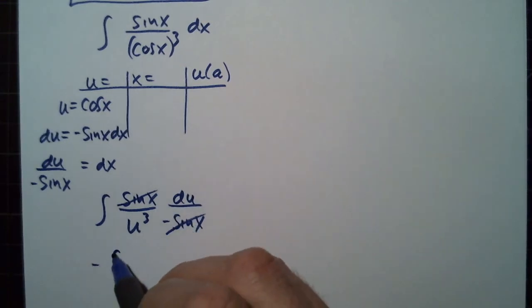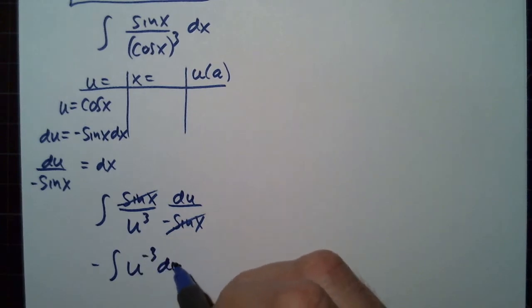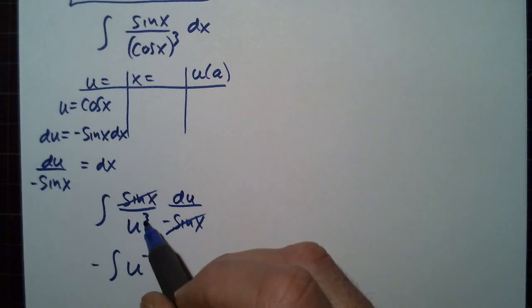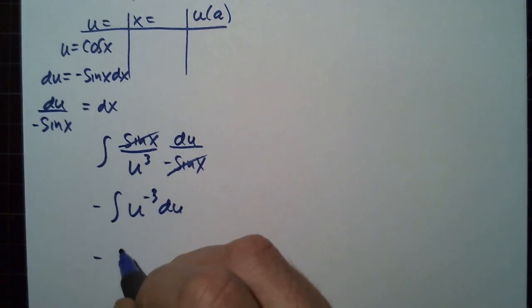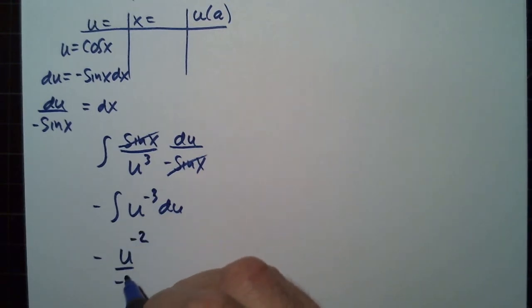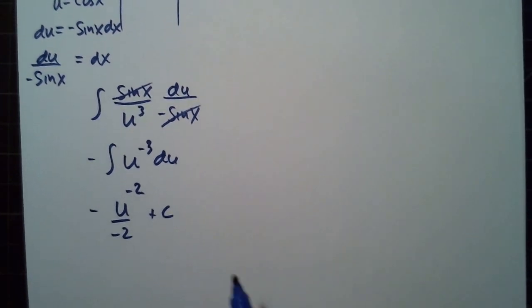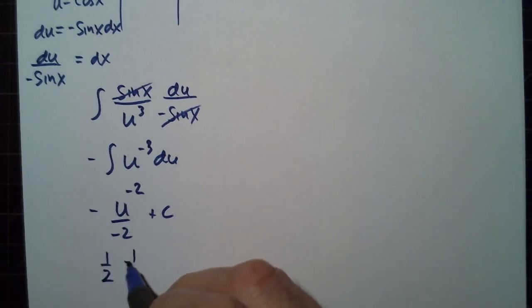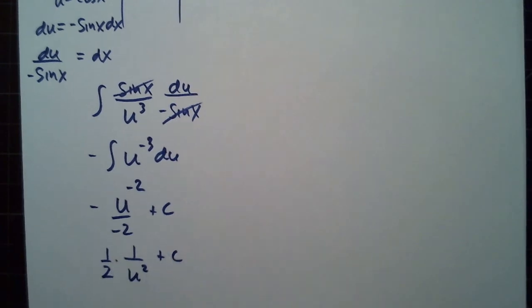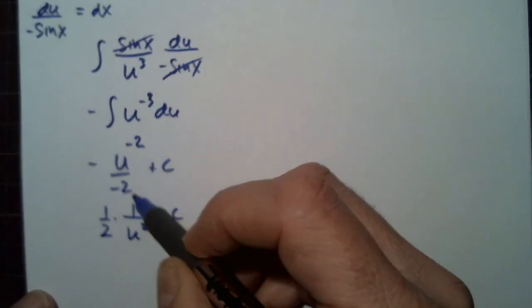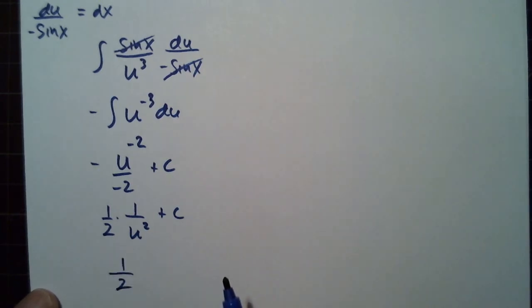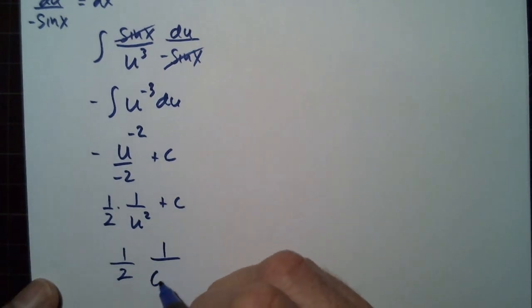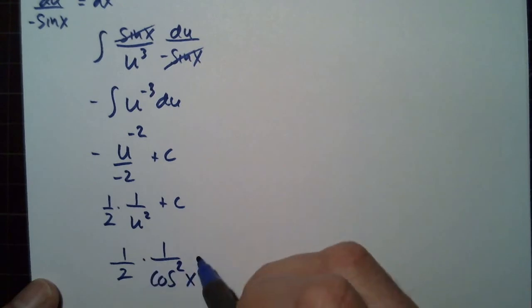So now we have negative u to the negative 3 du. This negative went outside, and then we made that a negative exponent so that now we can use the power rule. Add 1 and divide. Negatives cancel, so we have 1/2. This will be 1 over u squared plus c. Negative exponent puts it in the denominator, and we have 1/2. u was cosine, so now we have 1 over cosine squared plus c.